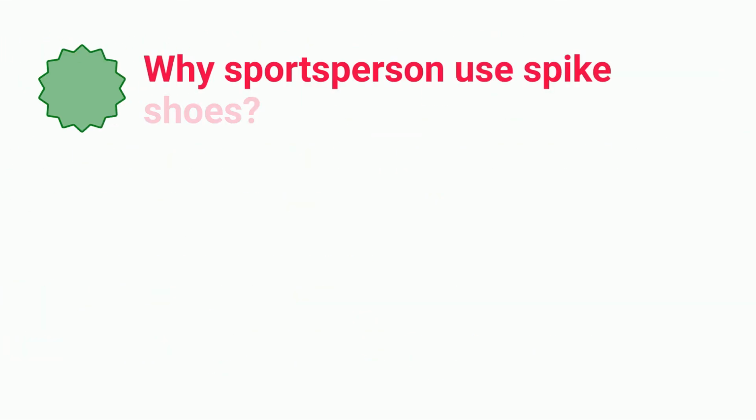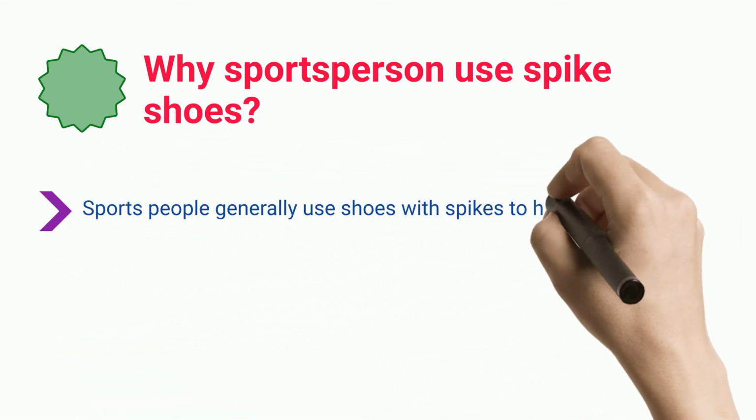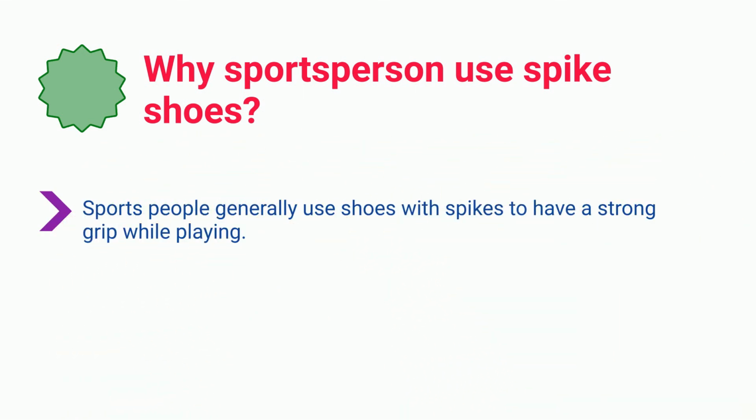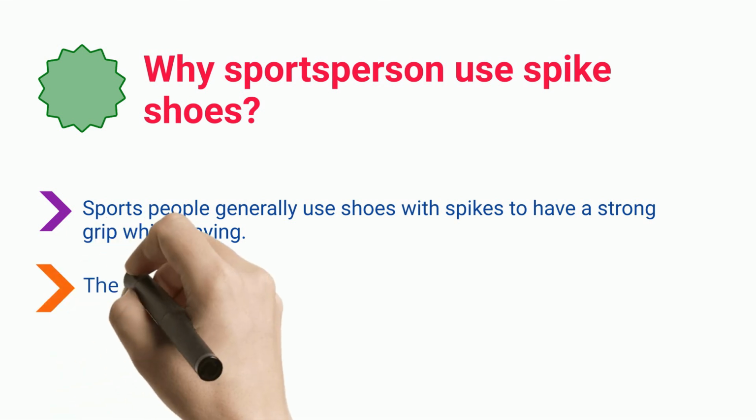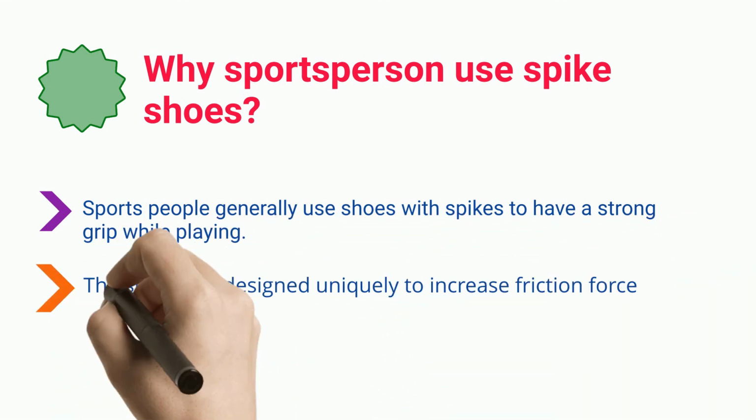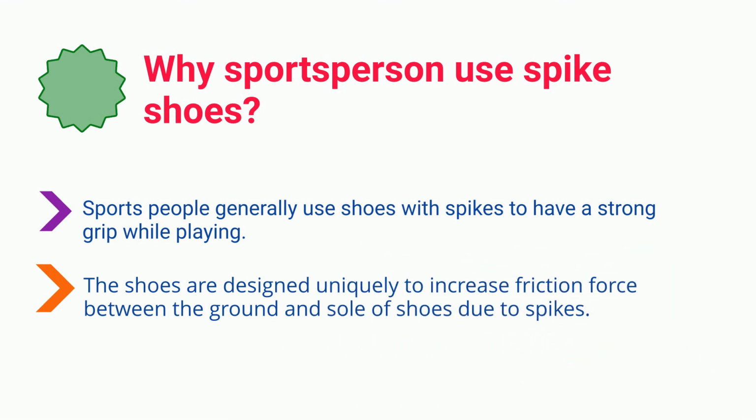Why do sportspeople use spike shoes? Sportspeople generally use shoes with spikes to have a strong grip while playing. The shoes are designed uniquely to increase the friction force between the ground and the sole of the shoes due to the spikes.